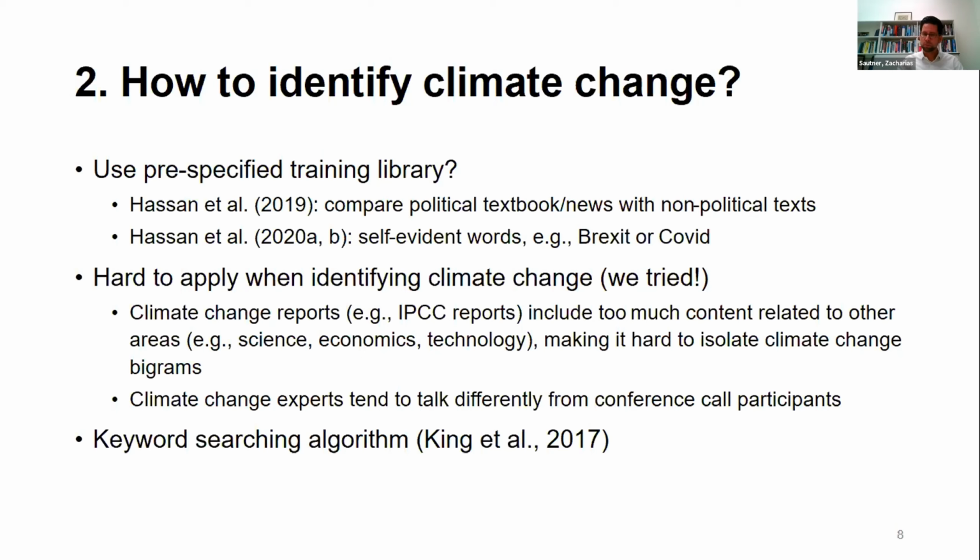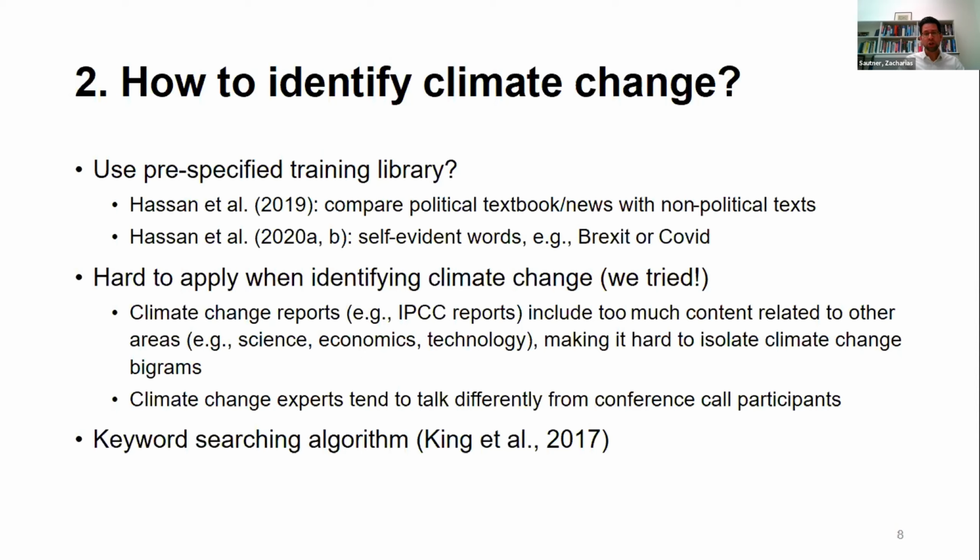So here's why. It's first related to the training libraries, and second related to the conference call transcripts. Why the training libraries? Climate change reports that you may use as a training library, like the IPCC reports, include a lot of content related to other areas: science, economics, technology. This makes it extremely hard for researchers to identify climate change word combinations, bigrams. So these training libraries don't work well here.